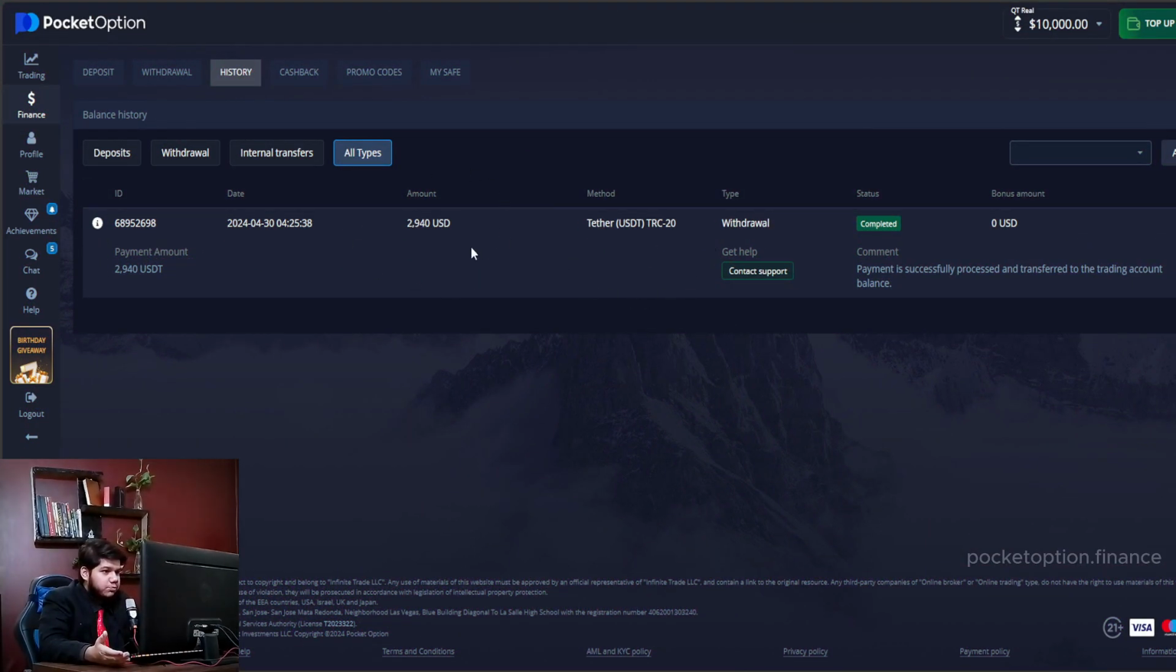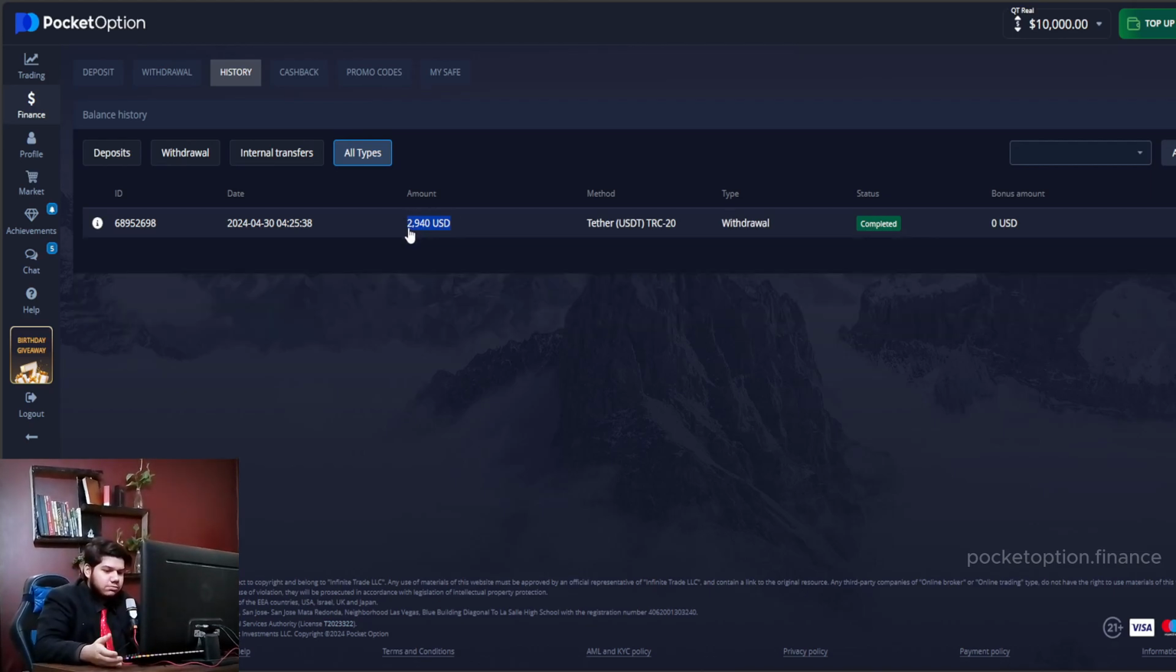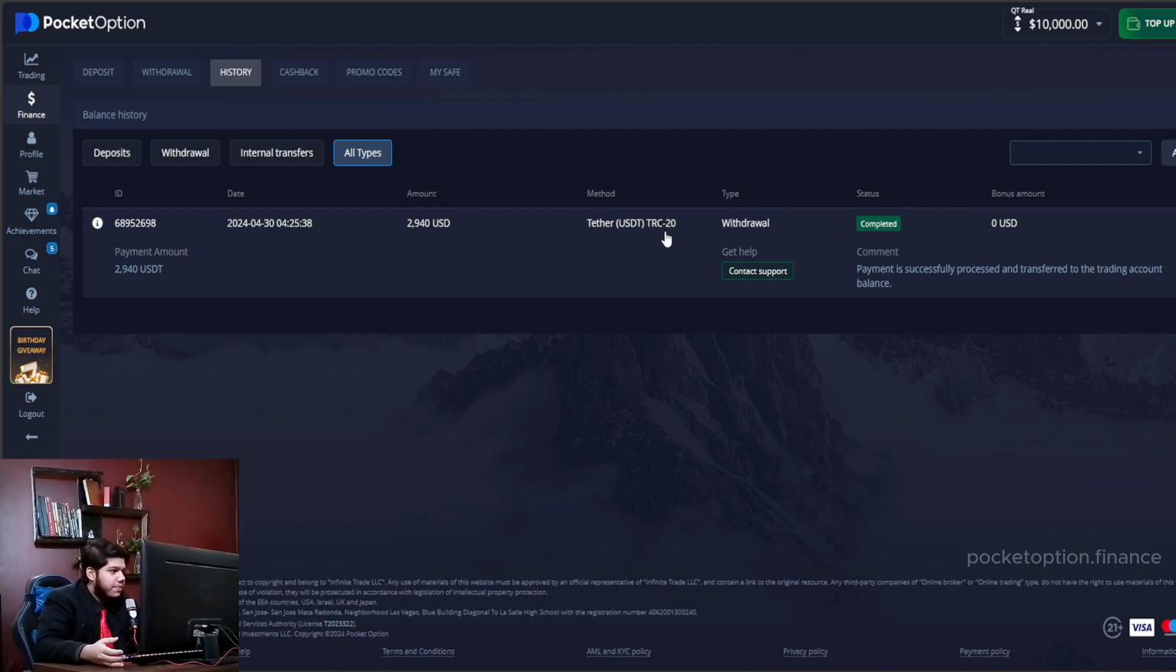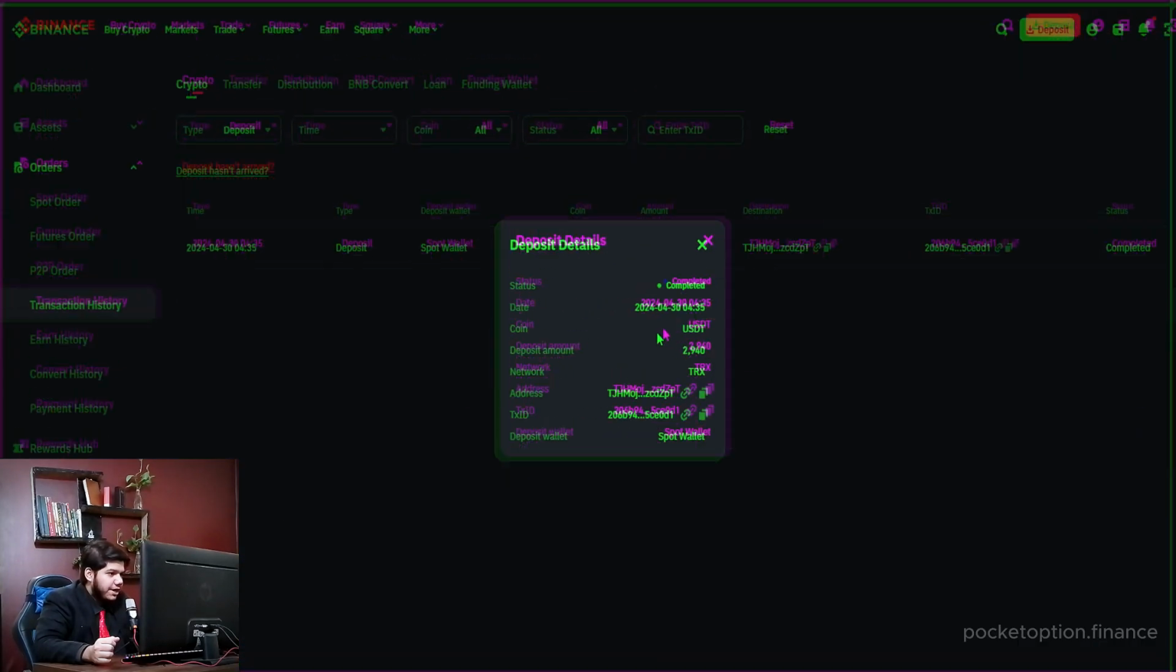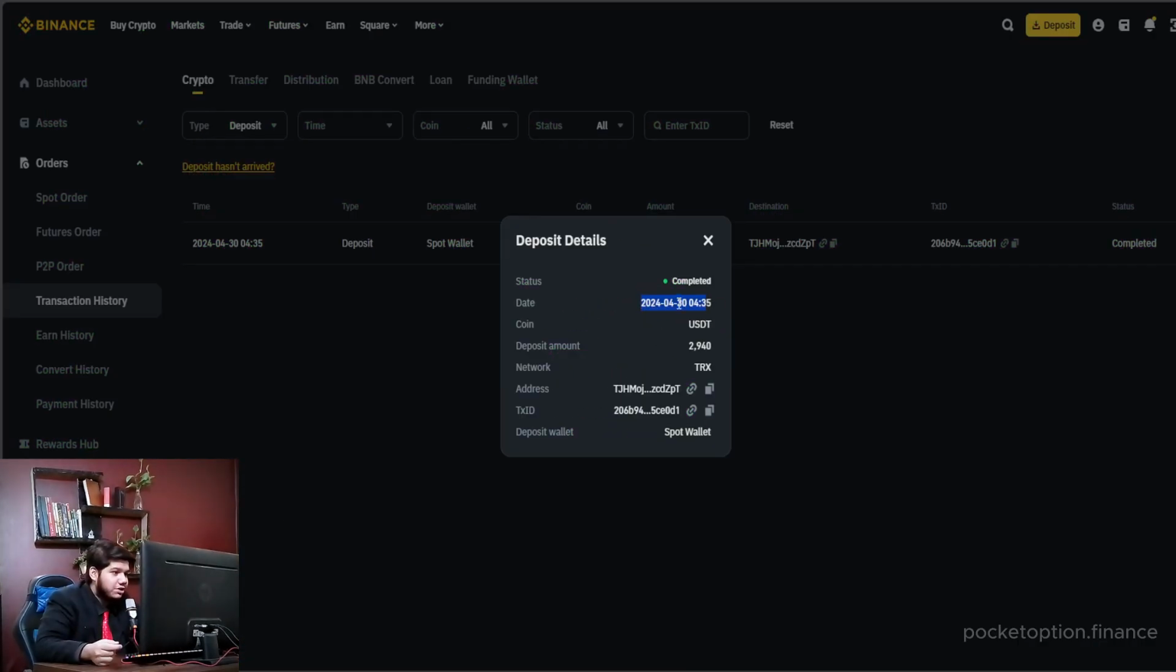So here's my today's profit withdrawal of $2,940. I just generated it today with the trading, and it's completed right here. You can see here's the payment amount, with 0% commission. So now here's my today's money coming into my account, the green bucks, $2,940, basically into my Binance account.